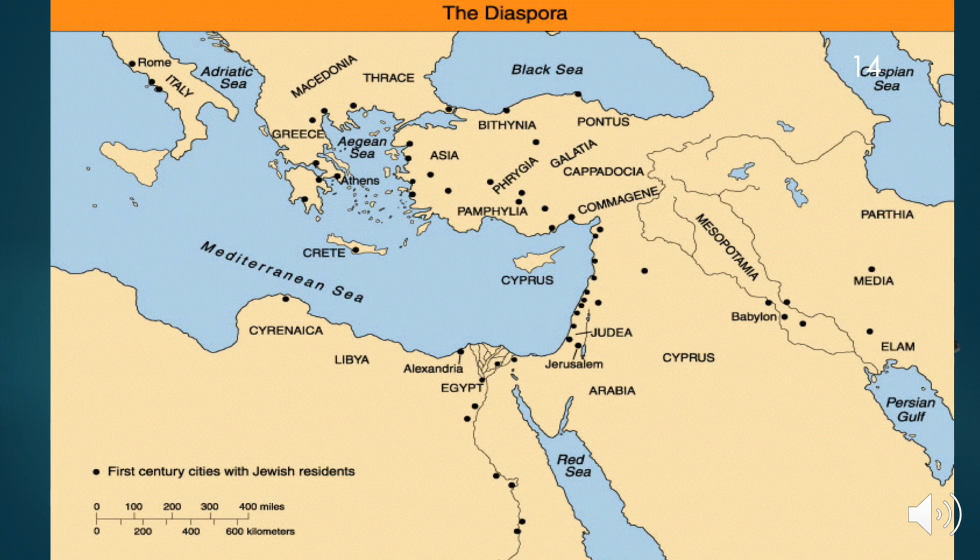Okay, just a few words about the diaspora. The diaspora, or dispersion, refers to the Jews living outside Palestine while maintaining their religious faith. The 2 deportations, first of the northern kingdom of Israel by the Assyrians in 721 BC, and then the southern kingdom of Judah by the Babylonians in 586 BC, had dispersed the Jews.